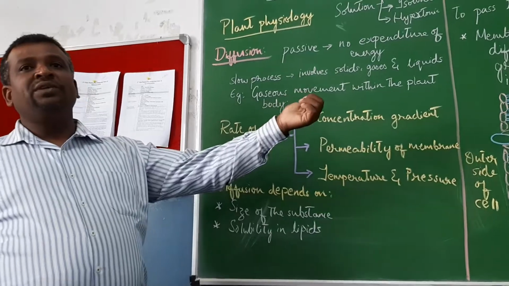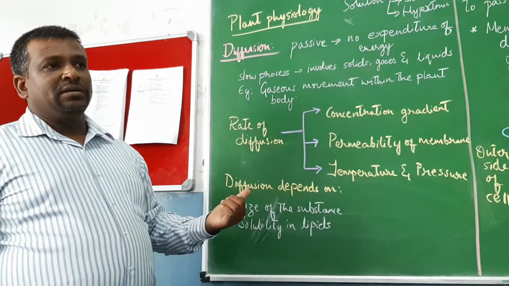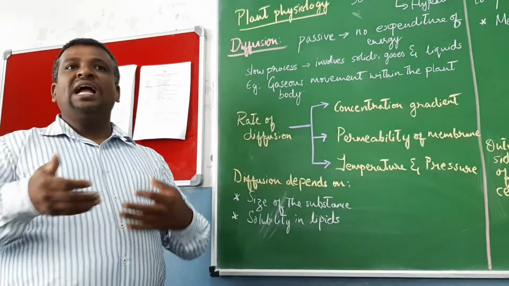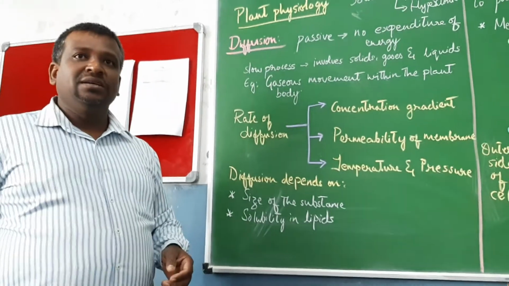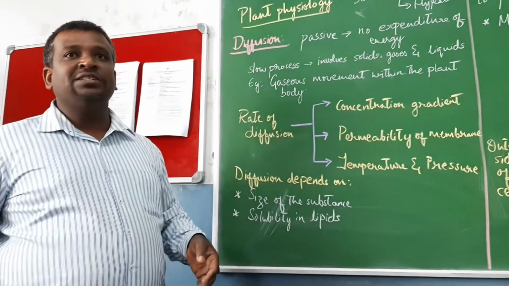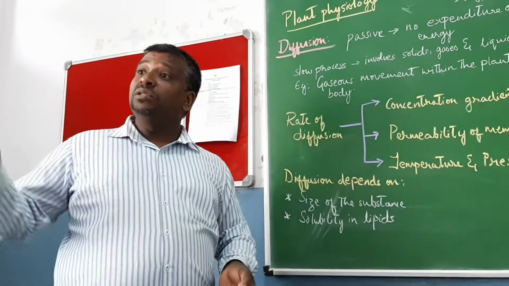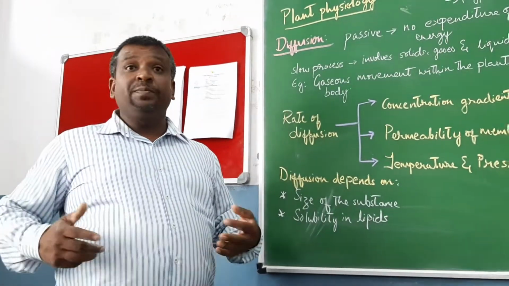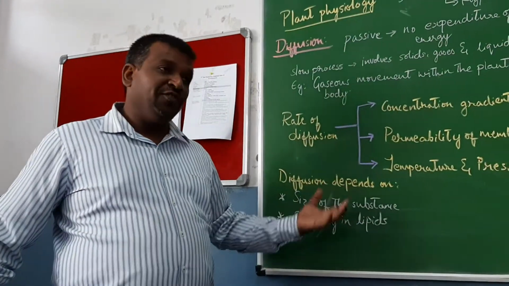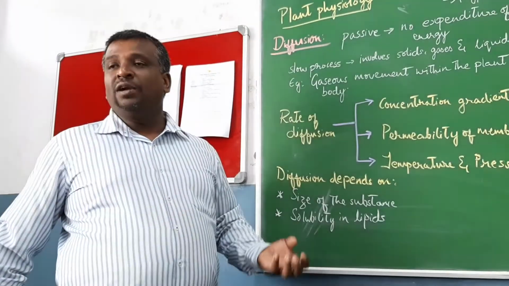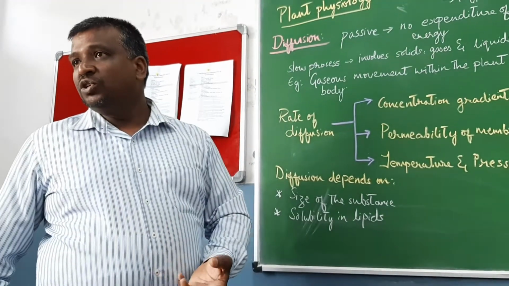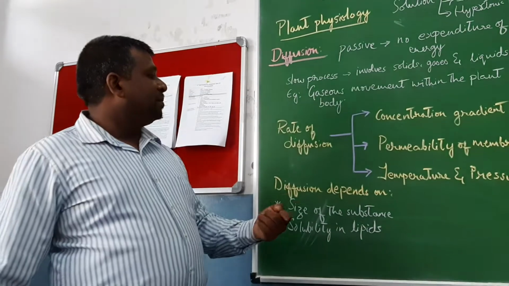So, gaseous movement within the plant body. Plants do not have organs like a digestive system. You can't find a respiratory system in plants or an excretory system in plants. But all those processes happen. Respiration is majorly by diffusion in plants, and also the entry of gases through the stomata. Okay, so remember that.